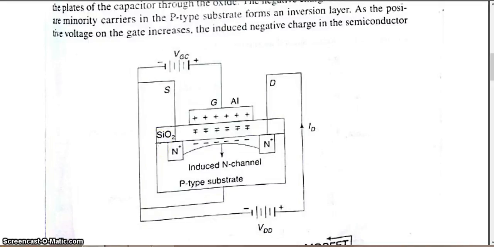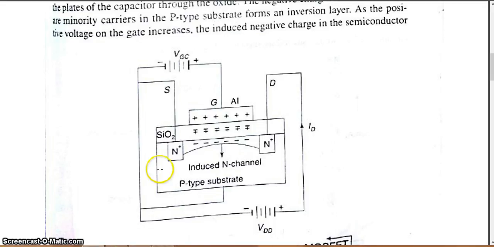In this tutorial, I am going to discuss MOSFET, that is metal oxide semiconductor field effect transistor. This MOSFET is of two types. One is enhancement mode type, the other one is depletion mode type. This MOSFET is also known as insulated gate field effect transistor. Now let us discuss the construction of this MOSFET.